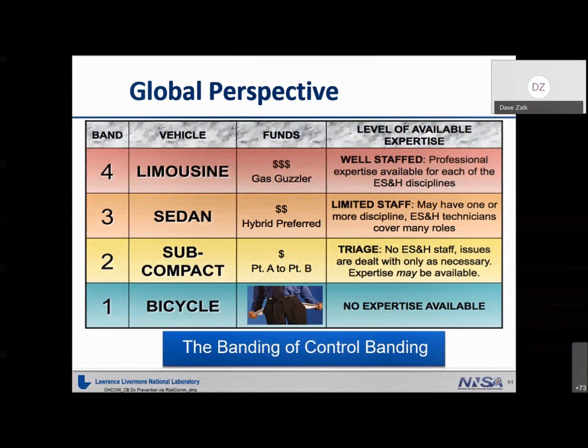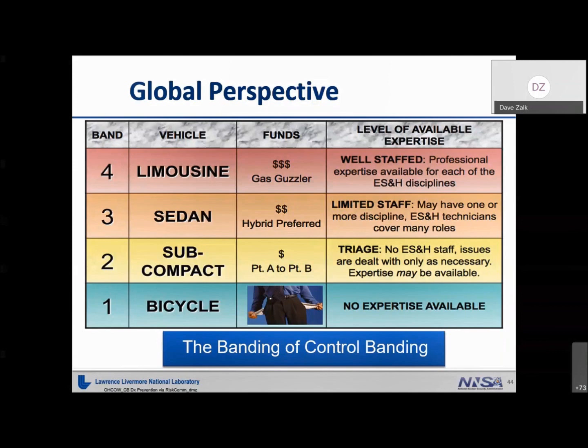So now let's go back to the global perspective. This is something that I put up over 10 years ago just to explain control banding in a global setting, where the size of the country is really a good determiner of what type of control processes and health and safety processes is necessary. You have the very rich countries that are well staffed with the HS professionals, all the way down to people that may have very little or no staff.